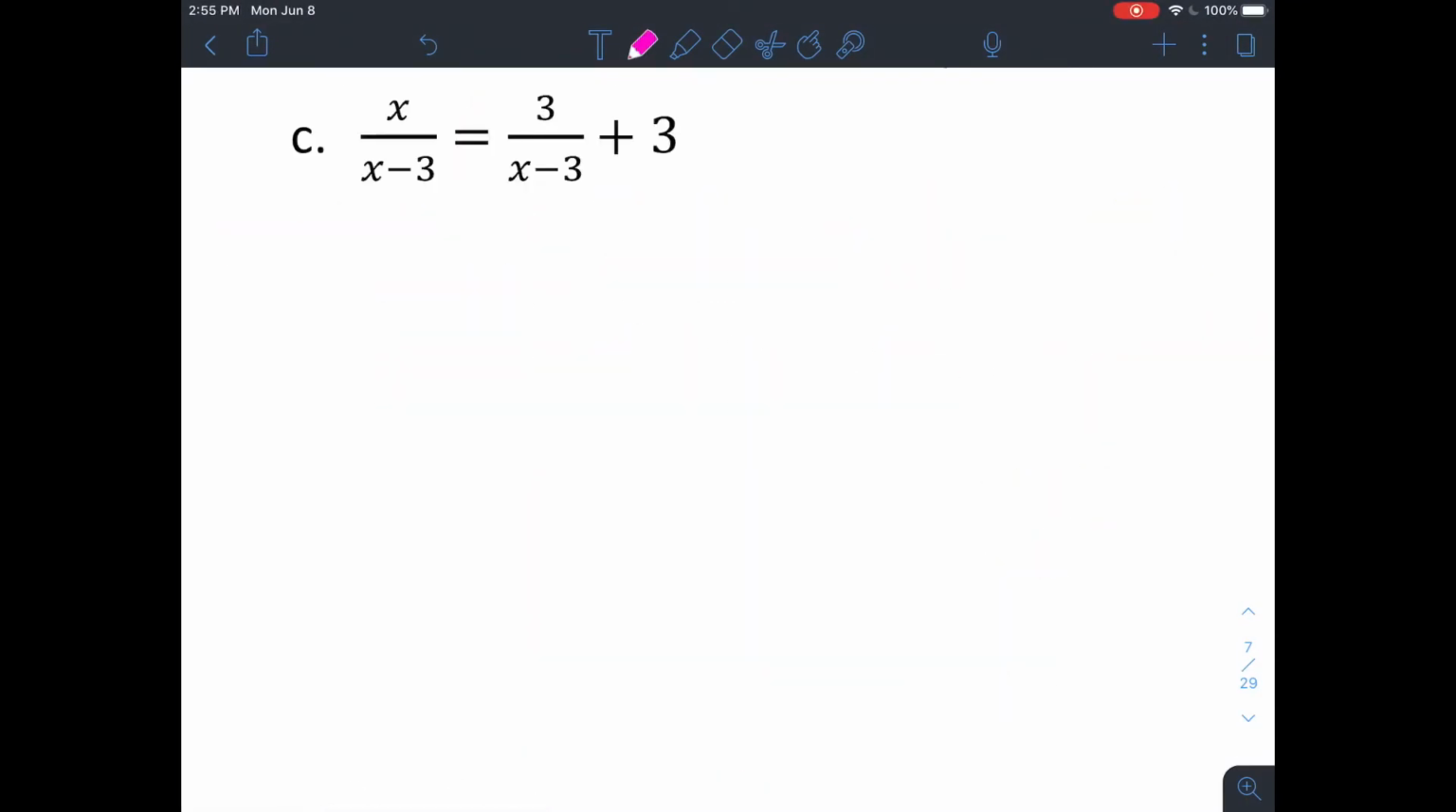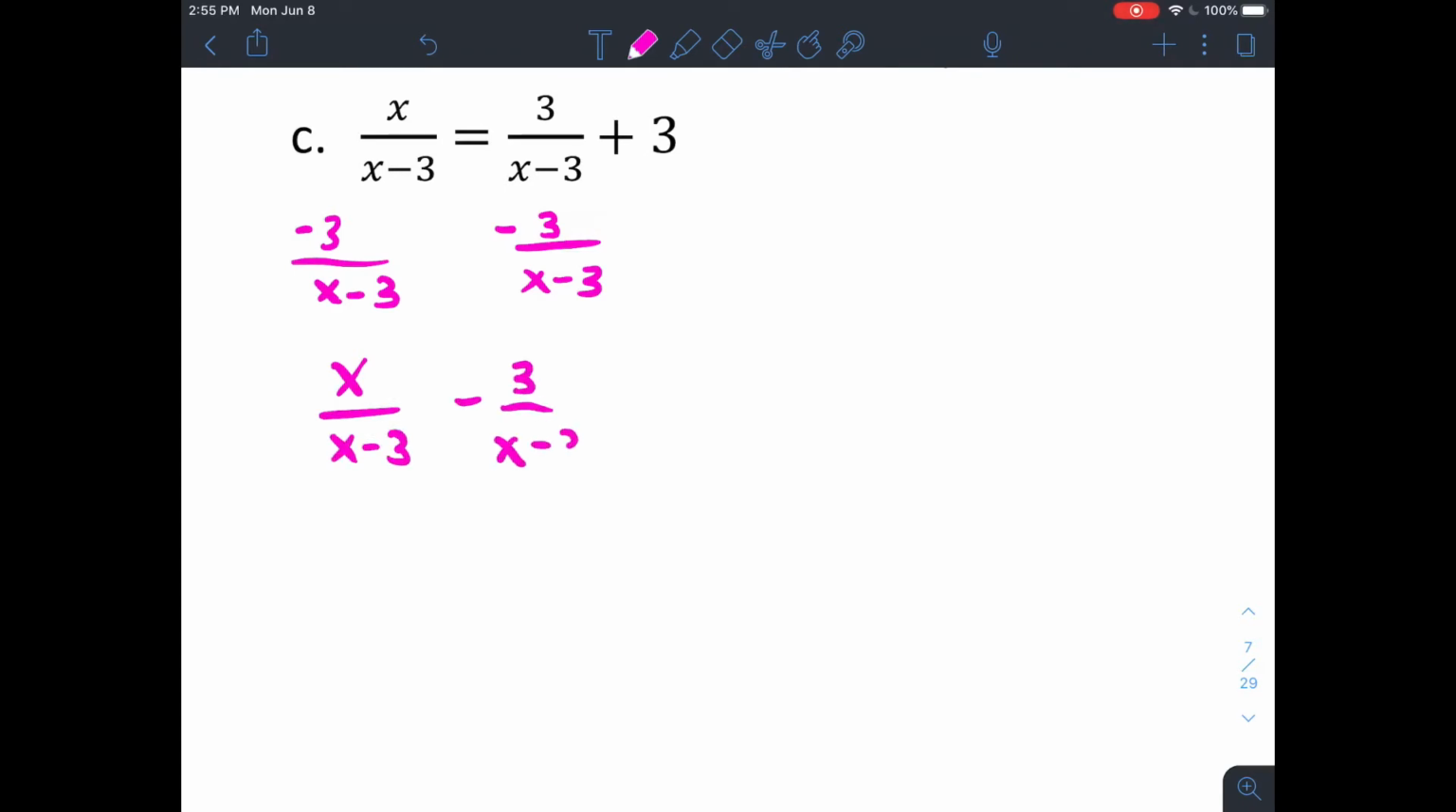We're going to look at one last rational equation. So if you notice here, instead of getting a common denominator on the right, my two fractions already have a common denominator. They're just not on the same side of my equation. So I'm just going to subtract over 3 over x minus 3 so that my two that have a common denominator are on the same side.